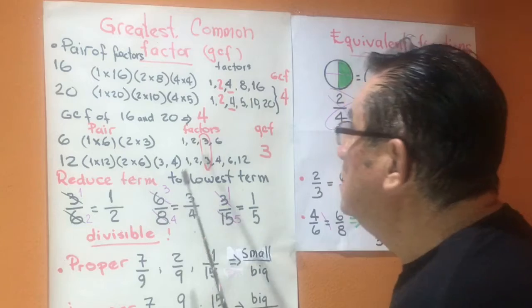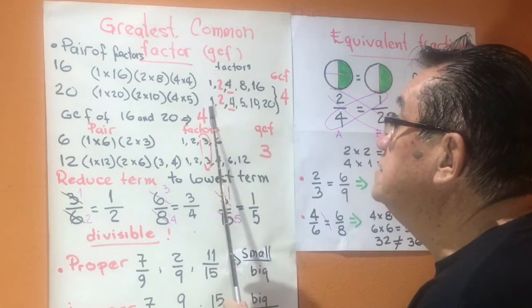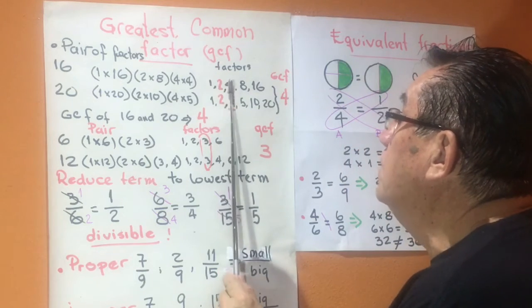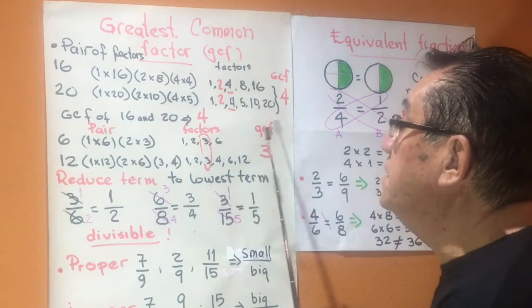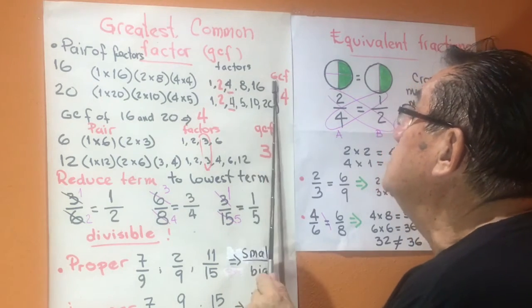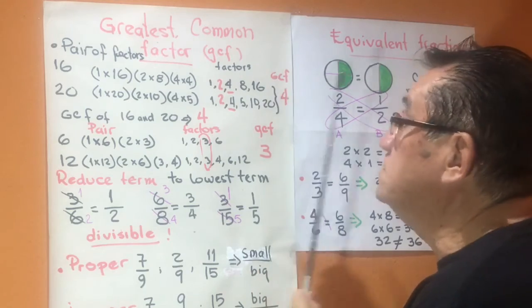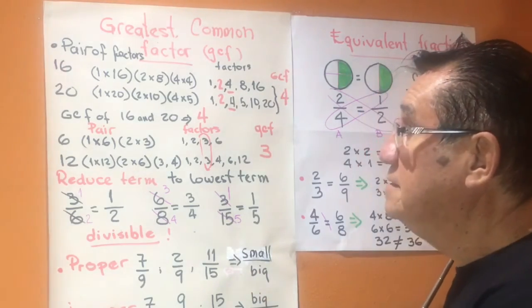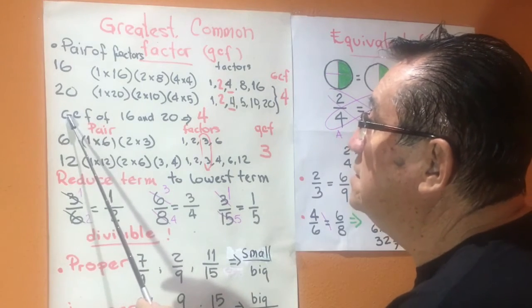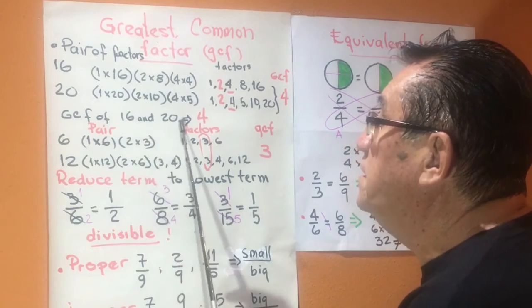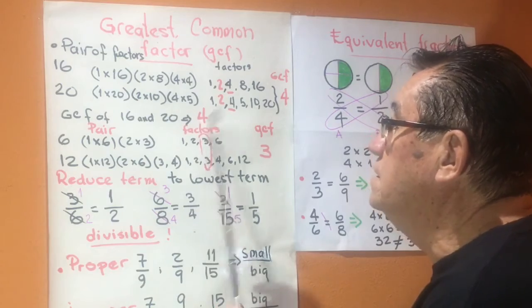Okay. What are the common ones? 1, 2, 4. And that's it. The others are not common. Which is the biggest? The biggest is 4. So the greatest common factor is 4. Very simple, right? So the greatest common factor of 16 and 20, we found, is 4.